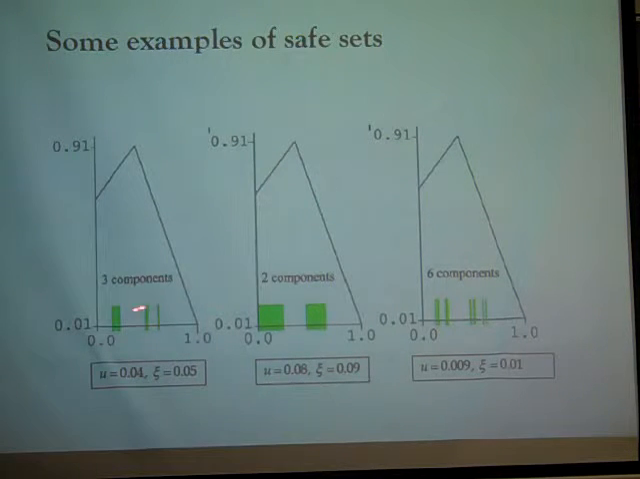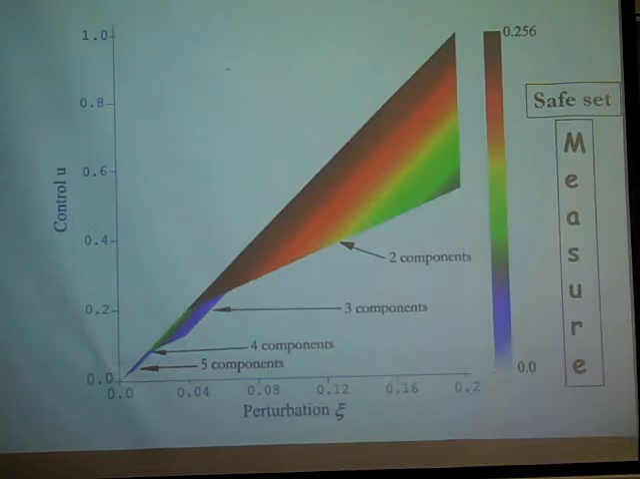So we just had a look at this example, and as we vary these fixed constants, these also change. So the goal of our work was to investigate how the safe set changes as these parameters are changed. So we see that not only does the measure change, the number of components also change. So this is a bigger picture.